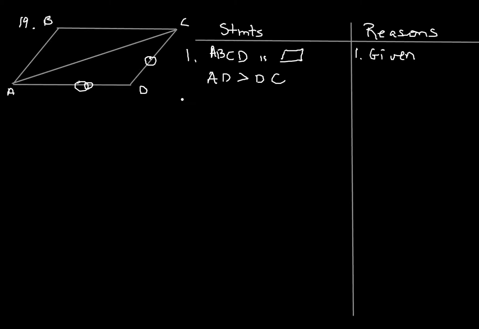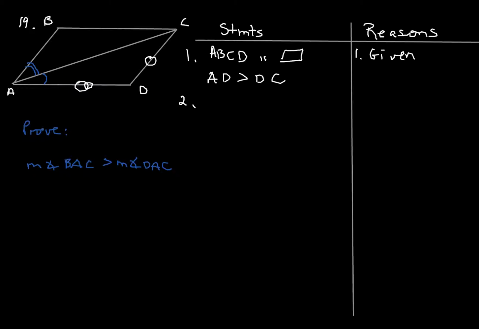It's a parallelogram too, so we know all the things that are true about a parallelogram. Opposite sides are going to be congruent and parallel. Opposite angles are going to be congruent. And we're going to be able to get alternate interior angles and all those kinds of things. So let's see what we're trying to prove. The measure of angle BAC is greater than the measure of DAC. So we're trying to prove that this one here is greater than this one.